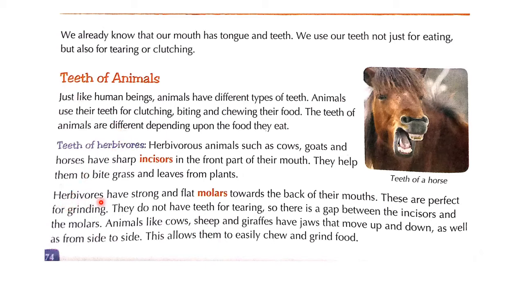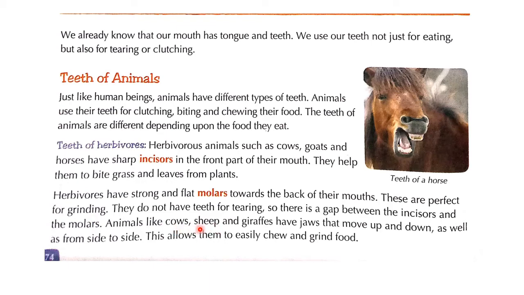Herbivores have strong and flat molars towards the back of their mouth. These molars are perfect for grinding. They do not have teeth for tearing. They just have incisors for biting, so there is a gap between the incisor and the molar.